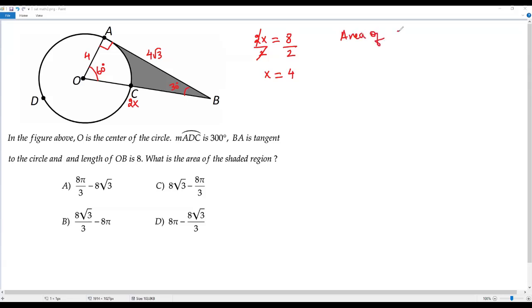Let me write it over here. Area of triangle OAB equals 1/2 times base times height. 1/2 times the base is 4 and the height is 4 times square root of 3. 2 goes into 2 one time and 2 goes into 4 two times. 1 times 2 is 2, 2 times 4 square root of 3 is 8 times square root of 3. Okay, now I got the area of the triangle OAB.